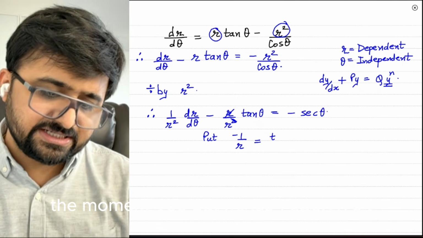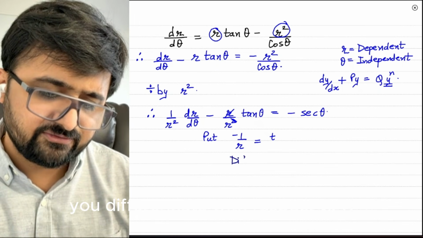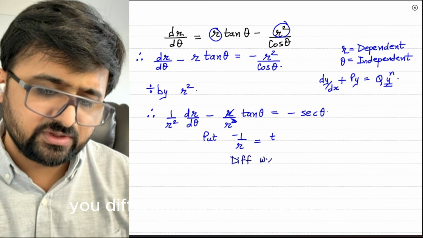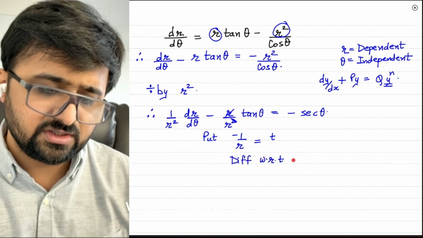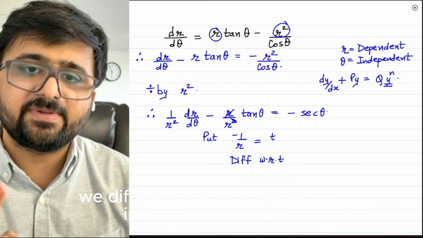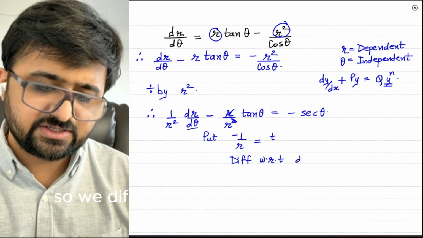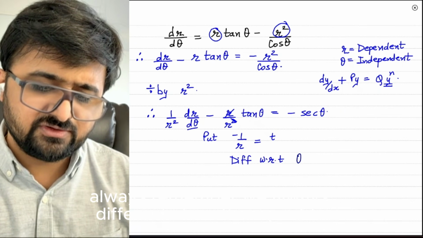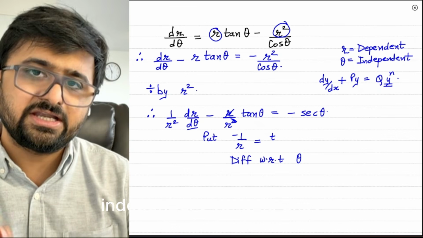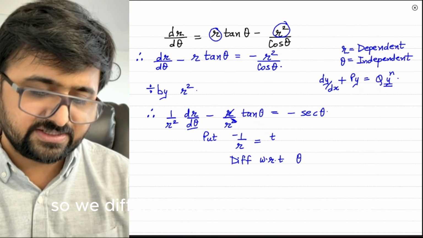The moment you put minus 1 upon r as t, you differentiate with respect to the independent variable. In this case, the independent variable is theta, so we differentiate with respect to theta. Always remember, we always differentiate with respect to the independent variable.